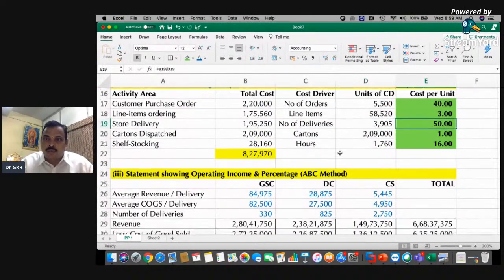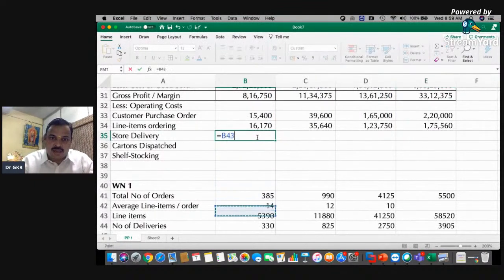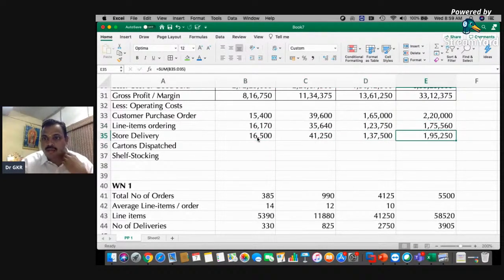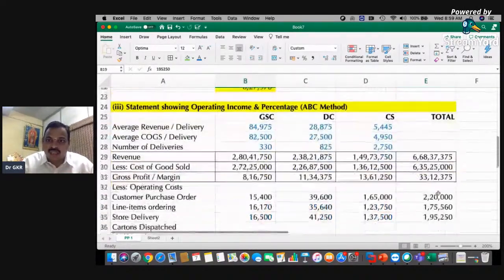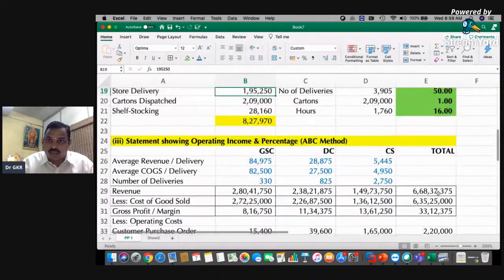So it is 50 rupees per delivery. So directly multiply your 330 into 50 rupees. Similarly with respect to the others, and take the total, guys. Total is 1,95,250. So this 1,95,250 is distributed to all the three verticals. Next is Carton Dispatched.